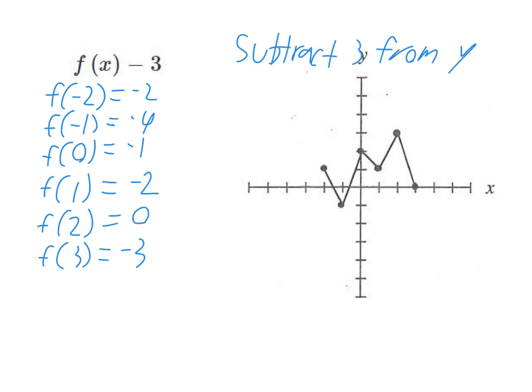By subtracting 3 from each of my y values, I've turned my first point from f of negative 2 equals 1 into f of negative 2 equals negative 2. So for this translation, I take whatever the y value was, I drop it by 3 units. This is going to lead to a vertical shift of 3 units down, or a downshift of 3.